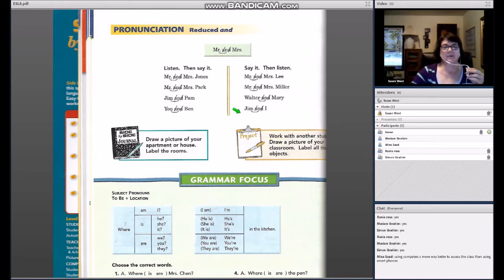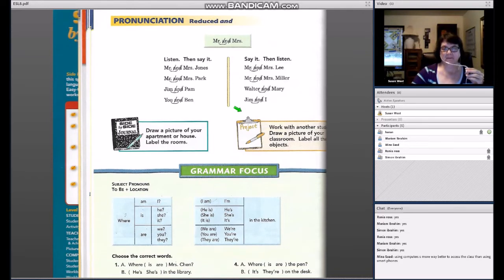And we'll repeat these one more time. Mr. and Mrs. Jones, Mr. and Mrs. Park, Jim and Pam, you and Ben, Mr. and Mrs. Lee, Mr. and Mrs. Miller, Walter and Mary, Jim and I.